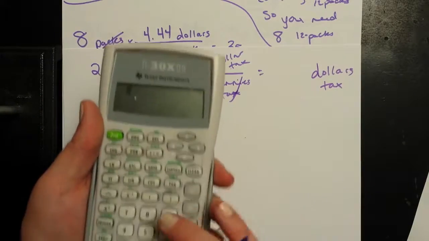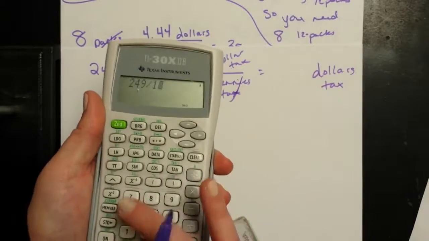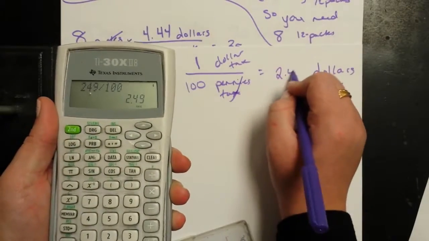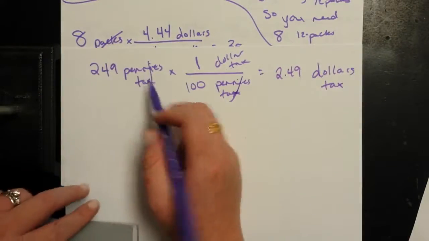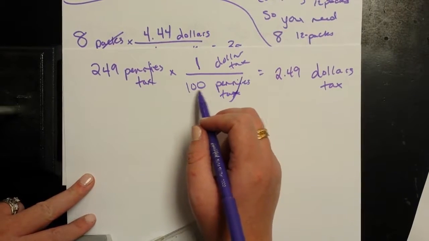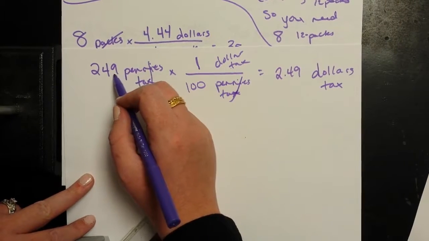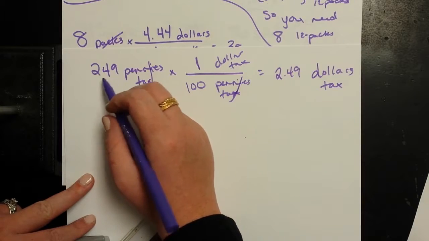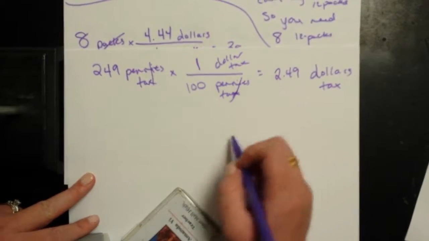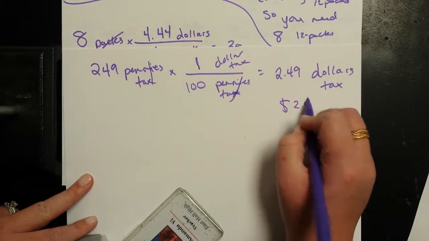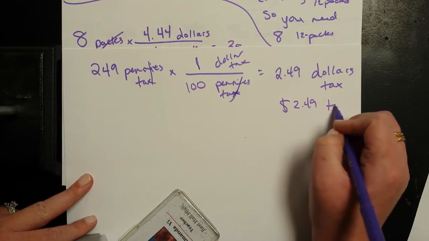So I'm going to take 249 divided by 100. It's 2.49. Okay, what I would have done is I know that that 100, if I'm dividing by 10 2 times, I'm going to just move my decimal place right here between the 2 and 4. And so I'm spending that much money in tax. So I could write that as $2.49 in tax.